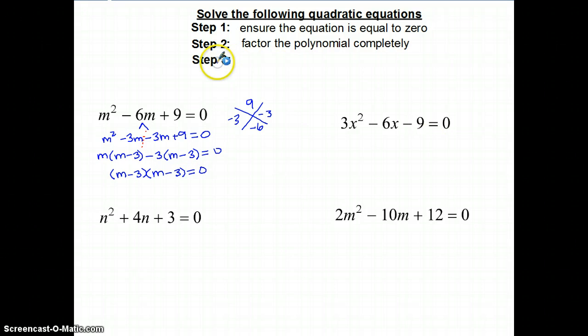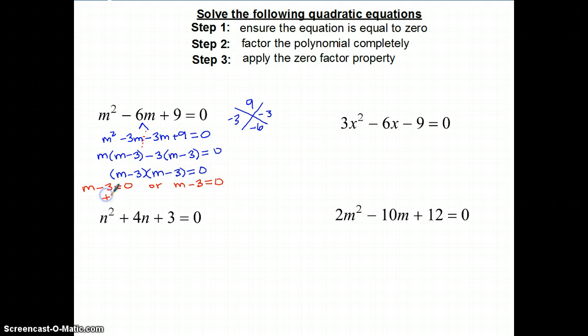Step 3. I apply the zero factor property. I'm multiplying 2 factors and the product is 0, so either one or both of those factors must be equal to 0. So I'm going to take each factor, set it equal to 0, and solve. However, since these factors are the same, there's no use in solving both of these equations. Once you have solved one of them, then you have solved both of them.